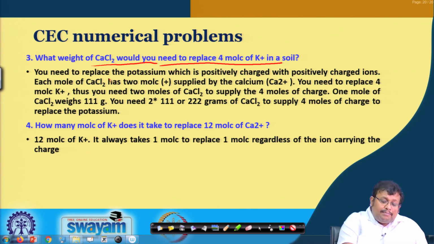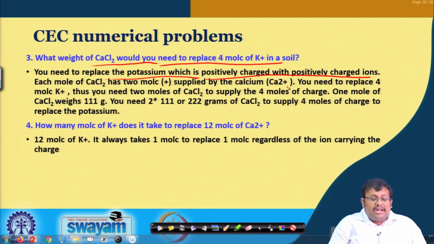Now, we need to replace the potassium, which is positively charged, with positively charged calcium ions. Remember that each mole of calcium chloride has 2 molar charge supplied by the calcium 2 plus. We know that 1 mole of calcium chloride will supply 2 molar charge of calcium. Now, we need to replace 4 molar charge of potassium, and we know that 1 molar charge of any ion is equivalent to 1 molar charge of another ion irrespective of their valency. So, obviously, to replace 4 molar charge of potassium ion, we need 4 molar charge of calcium.